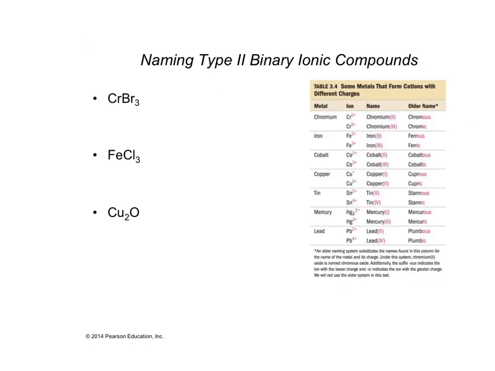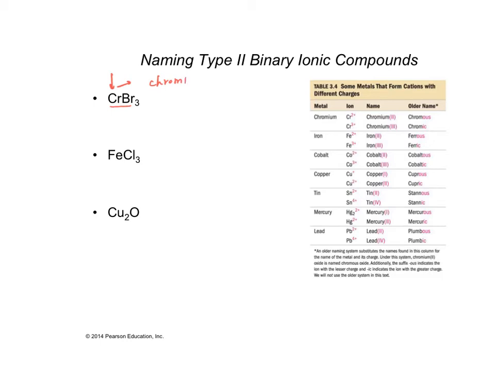So what if, instead of giving you the name, we were to give you the chemical formula? How would you be able to deduce the charge of the metal from this? Just looking at this, if I wanted to name it, I know that this metal, Cr, is chromium. So chromium is what I would write first.